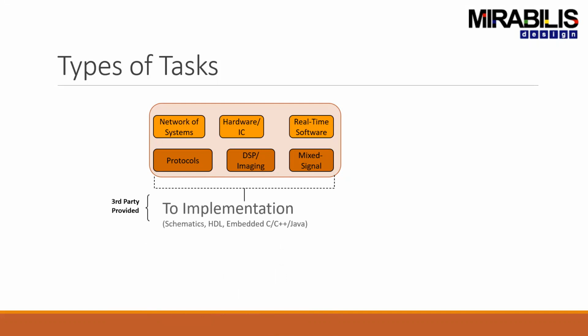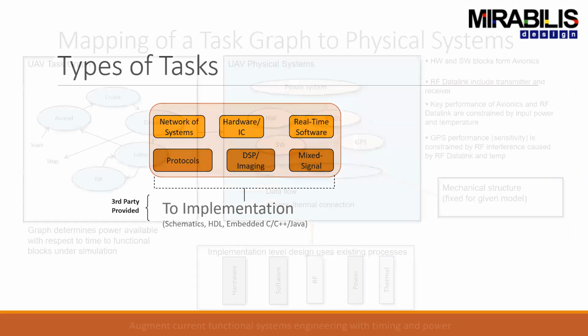Now, one thing to remember is how will you evaluate your task graph? Your implementation doesn't really change. The process of implementation continues to use the tools that you're comfortable and familiar with. What changes is that there's an overview that knows exactly what is happening in all the independent implementation segments.